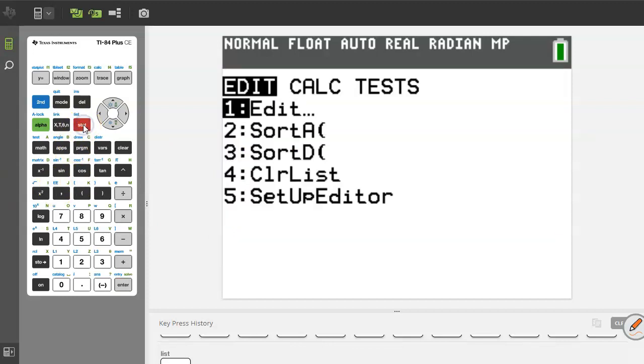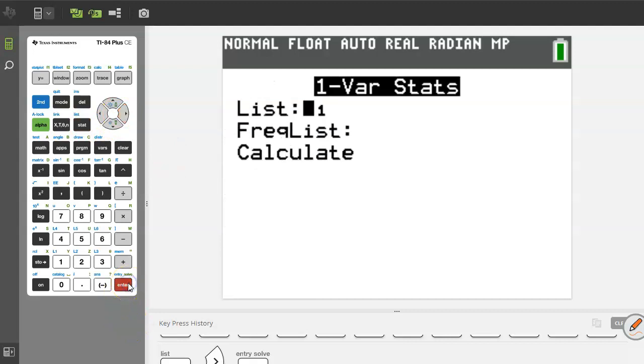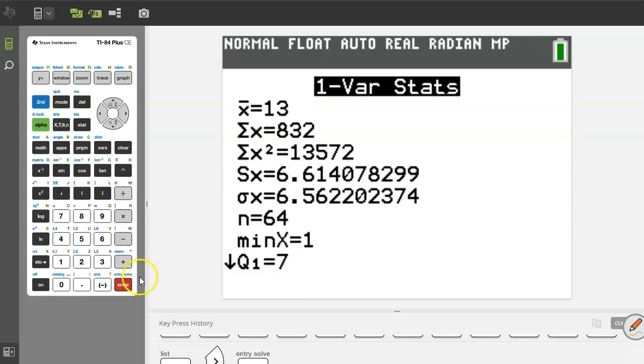So now we're going to go to stat, arrow over to calc, and do one variable statistics because we only have one variable. The list is in L1. We're going to keep hitting enter and calculate. And notice we get X bar is 13. So that's my mean. And notice we get S of X or sigma of X.